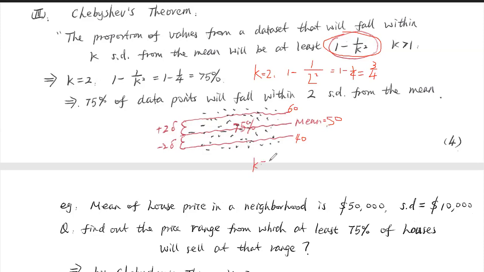Similarly, we can do the calculation. Would that be 2/3? That's not exactly the case. So we have to plug into the formula, right? So 1 minus 1 over 3 squared, is that right? Because the formula here is 1 minus 1 over k squared, right? So it's going to be 1 minus 1 over 9, everybody? If you plug into your calculator, you will get 88.9%.